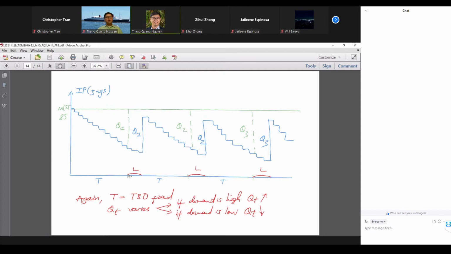We have the intervals of time where we do the review and order. We have to wait for some time to actually receive the merchandise, right? So on the review day, we try to order the difference between the maximum and the remaining stock. And then at the end of the lead time, we receive the truck or the shipment. Then the quantity jumps up by how much we order, right? And then that's the end of one cycle. And the next cycle continues, right?